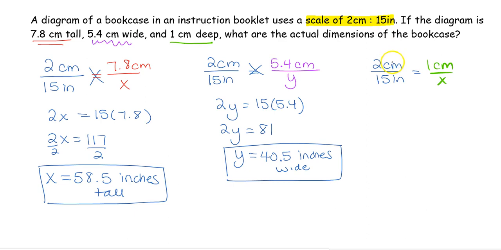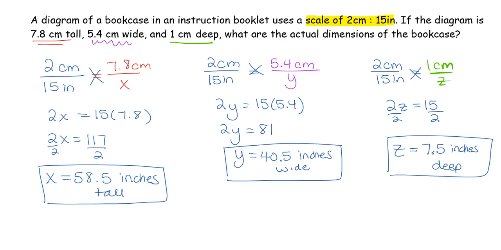The scale again is 2 centimeters to 15 inches. The depth is 1 centimeter. We are trying to find the actual depth, and we should have used a different variable here. So let's use z instead. Go ahead and press pause again, and let's see if you can correctly solve for z in your proportion.